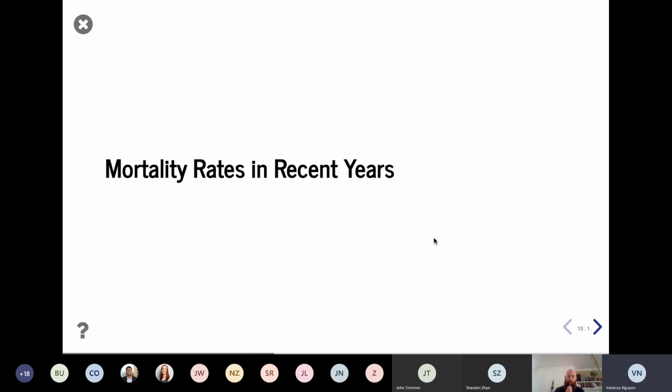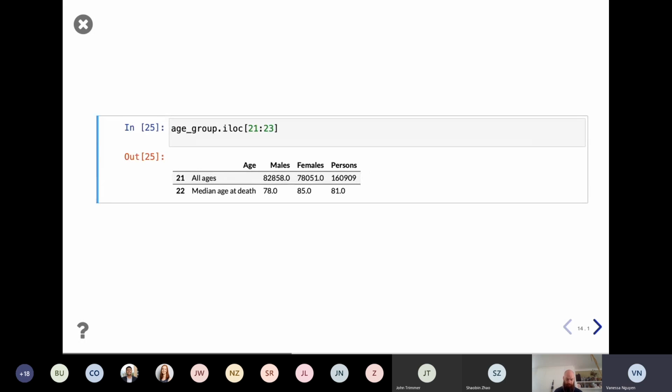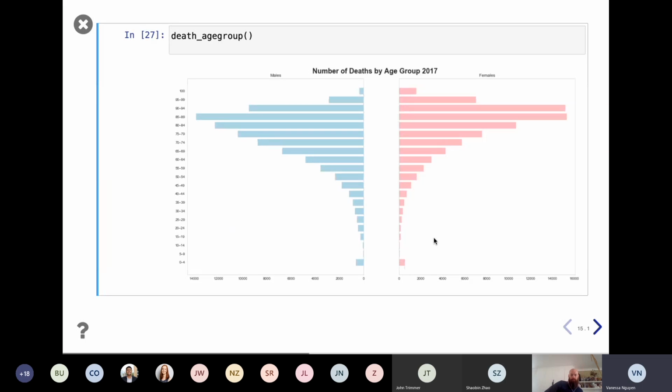Now I decided to look at the mortality rates in recent years, and I focused on 2015 to 2017. At first I saw that overall, the median age of death was 81, which is pretty high. I then looked at the distribution of the deaths amongst the age groups, and I can see that there is a peak around the 80s to 90s in the males, and the same thing for the females. However, you can see that females' number of deaths seems to be higher compared to males, with a peak around 90 to 94.